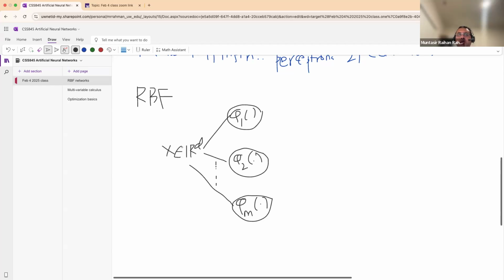And maybe I'll make this a bit clearer by drawing them as x1, x2, x3, xd, right? And then basically we have a fully connected layer here.